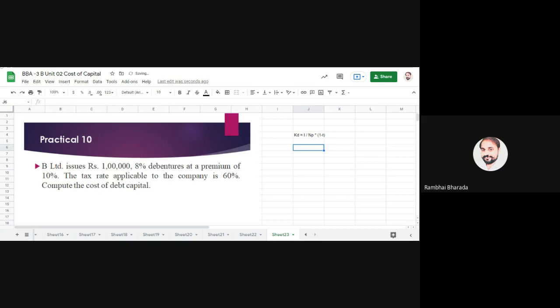Okay, now read the question. Can you tell me the value of I? Just read the first line, you will get the idea. No, no, Jenny. I stands for interest rate. B Limited issues 1 lakh 8% debentures. Here 8% debentures means the rate of interest is 8%.